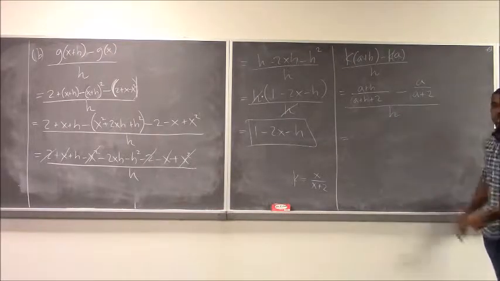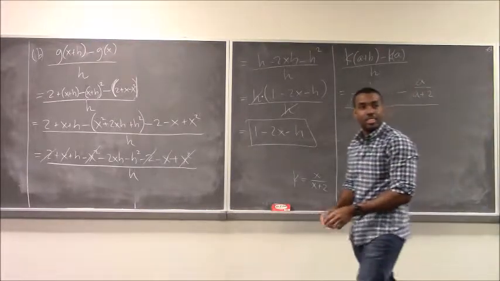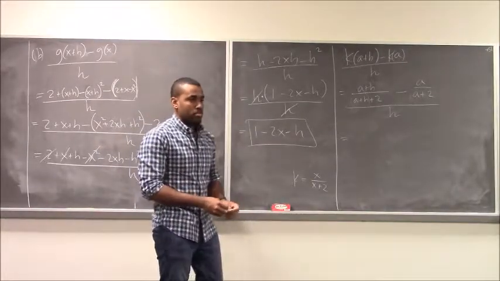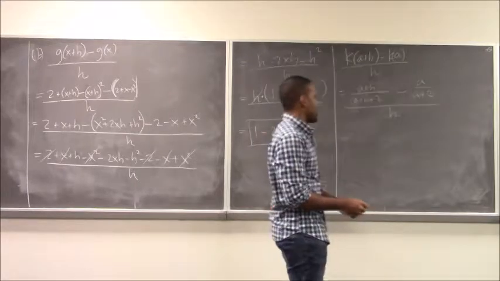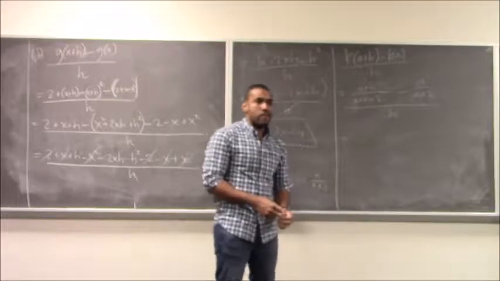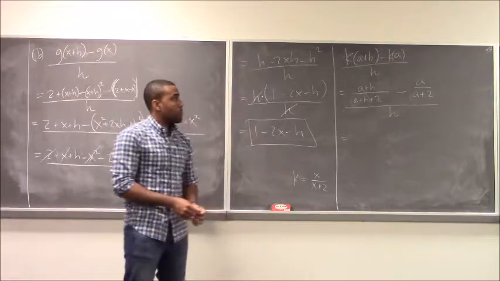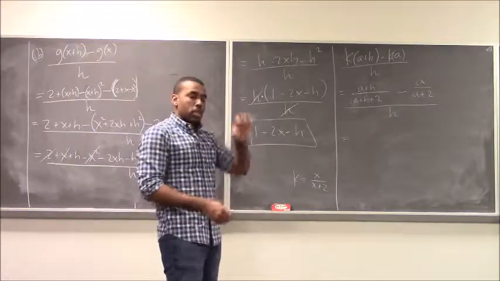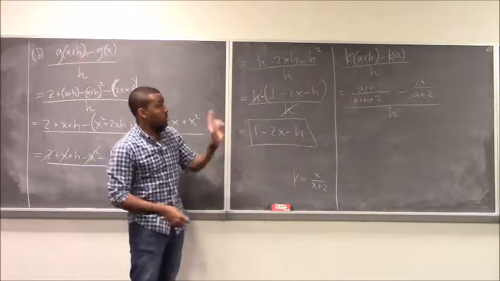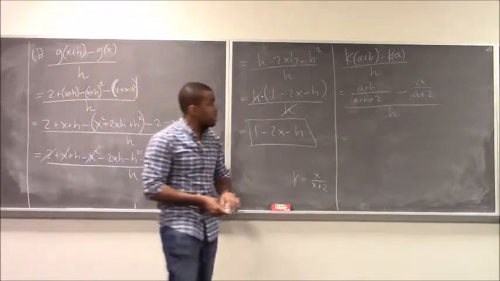Do you guys remember what an expression like this is called? A fraction with fractions in it? It's called a complex fraction. So how do we simplify complex fractions? Quickest way. Reciprocal? Sure, if you're dividing one fraction by another, you multiply by the reciprocal of the denominator. But there's an easier way. When you have fractions inside of fractions, there's a quicker way to do it.